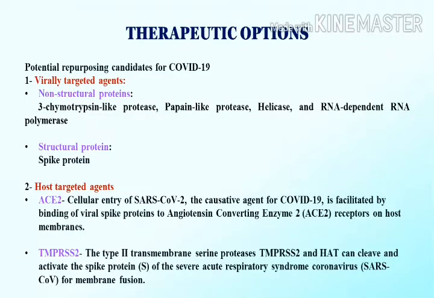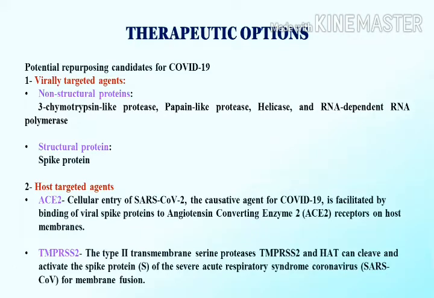Now, what therapeutic options do we have? If I divide them in two major parts, the first option is in which we can target the viral agents. These virally targeted agents include non-structural proteins and structural proteins. I must clarify here that the proteins I have shown are not the only proteins present in the virus. I have written only those proteins which may act as a good candidate or which have been reported as an attractive candidate in targeting this virus. So we have non-structural proteins: 3-chymotrypsin-like protease, what we say as 3CL protease is very common, papain-like proteases, helicases, and RNA-dependent RNA polymerase. These proteins can be targeted. And structural protein, spike protein, as I told you, is the first protein which interacts with the host cell receptor ACE2.